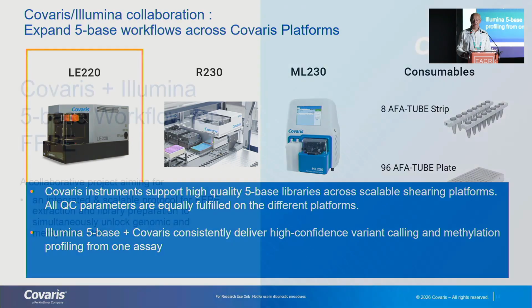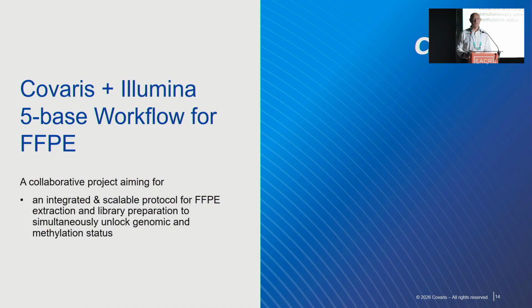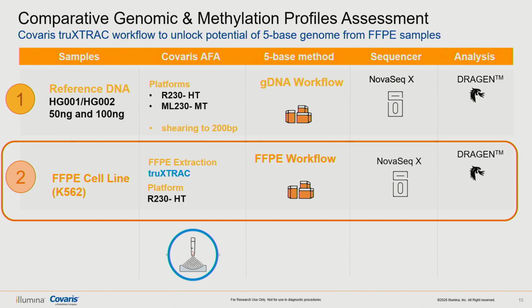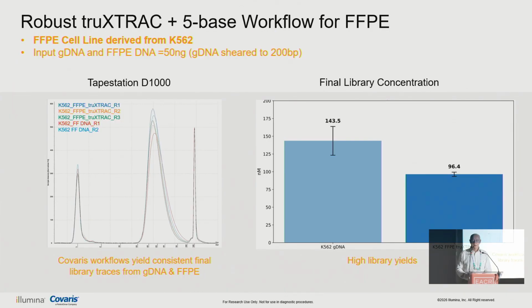This was from genomic DNA, and then we took the next step to optimize the workflow also for FFPE. Here we took genomic DNA from a reference DNA and resheared it down to 200 base pairs to have it equivalent to what we get from FFPE, and we compared the outcome from the library preparation and sequencing. And we looked at cell cultures that were formalin-fixed and embedded in paraffin, extracted with our TrueExtract solution and run through the 5-base workflow.